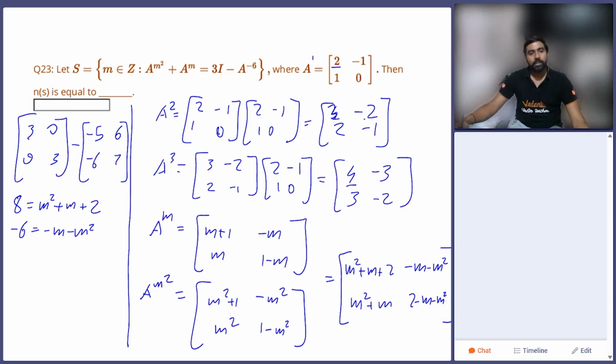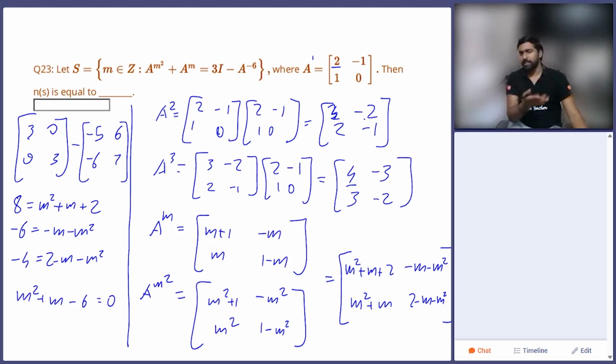And lastly, I have what? 3 minus 7 over here, that is minus 10. 3 minus 7, that's, sorry, minus 4. That's equal to 2 minus m square. So if we look at all of them, they are basically the same quadratic equation, which is m square plus m minus 6 equals to 0.